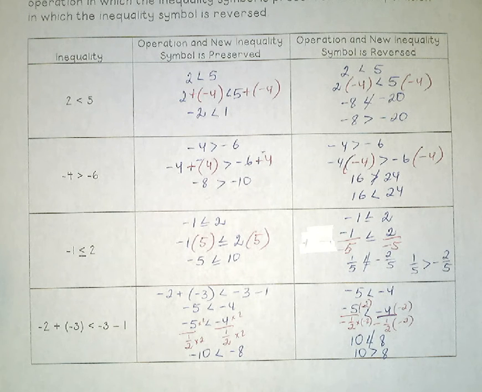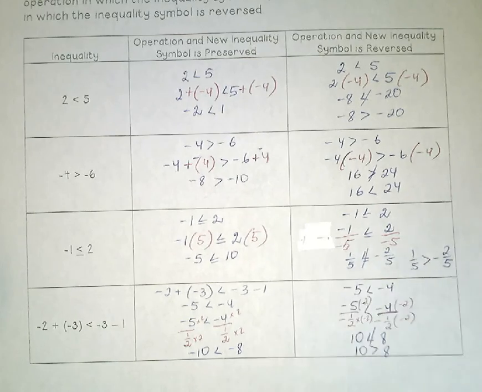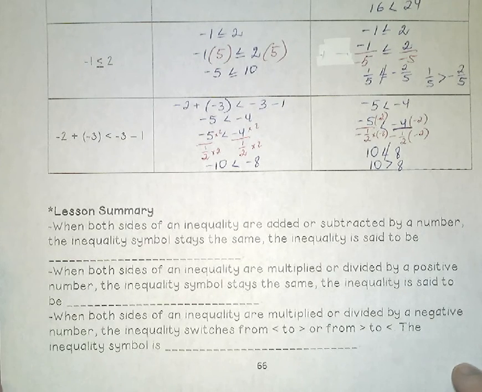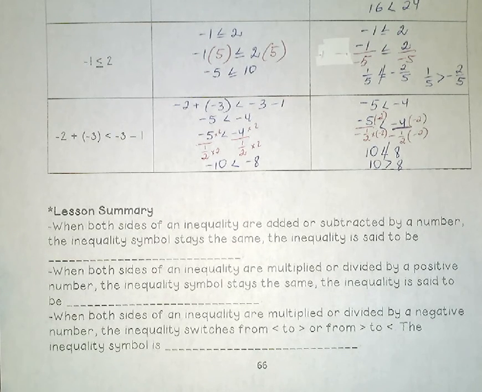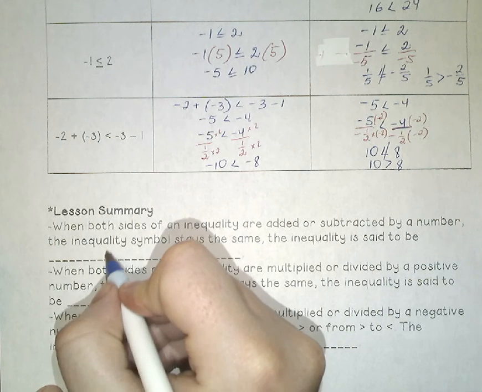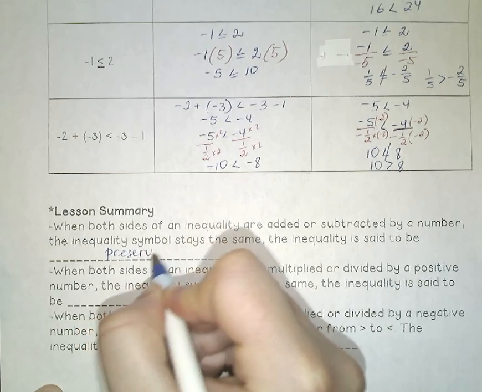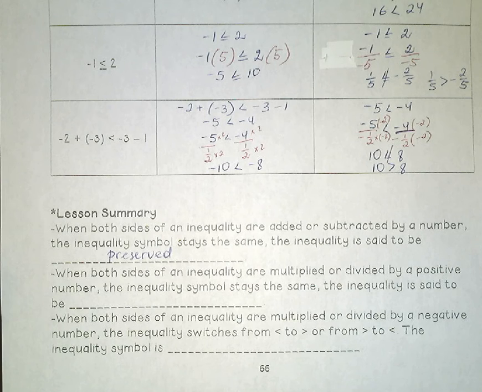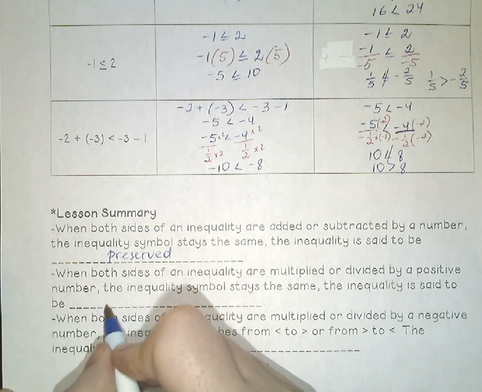Okay? Now you can come up with different numbers and try it by yourself and see what happens. But that is our lesson summary. When both sides of an inequality are added or subtracted by a number, the inequality symbol stays the same. The inequality is said to be preserved. When both sides of an inequality are multiplied or divided by a positive number, the inequality symbol stays the same. The inequality is said to be preserved as well.